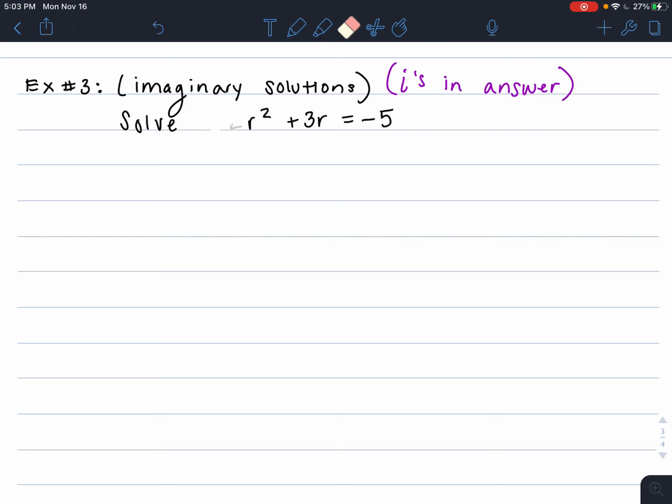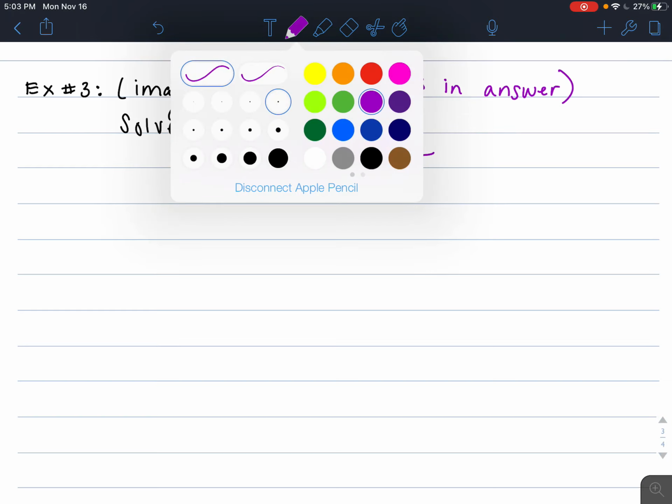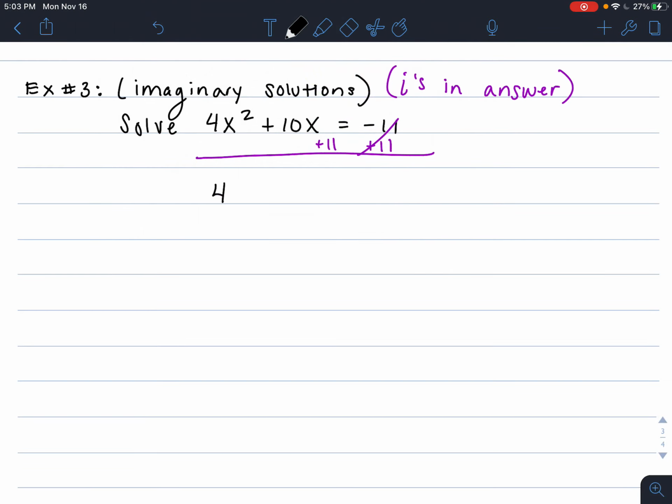So to do that, we are actually not going to look at this problem. I decided I didn't like this problem after I set it up, so we're going to solve a new problem. So we're going to solve 4x squared plus 10x equals negative 11. So what we're going to do is, of course, make it equal to 0. So we're going to add 11 to both sides. Now there's no like term, so I'm just going to stick it on the end. So I have 4x squared plus 10x plus 11 equals 0.